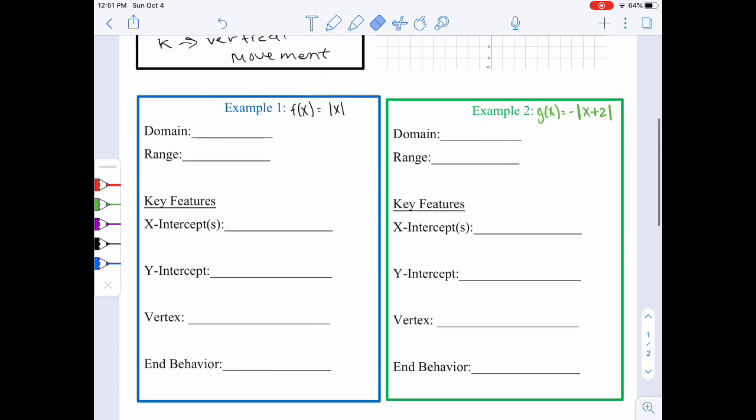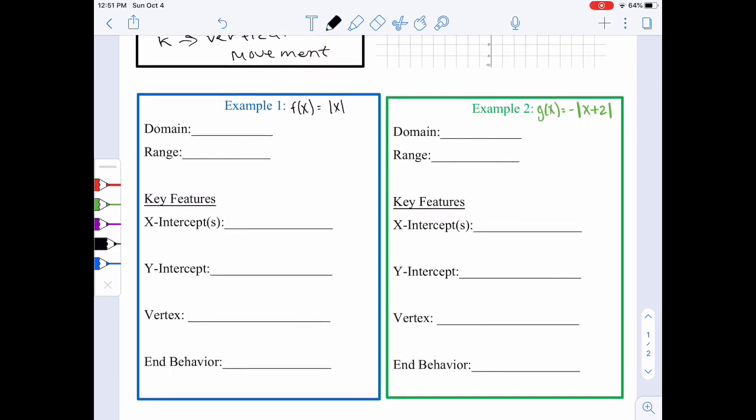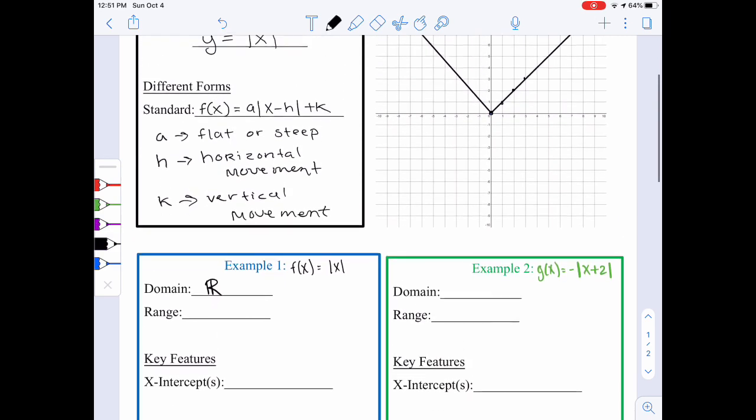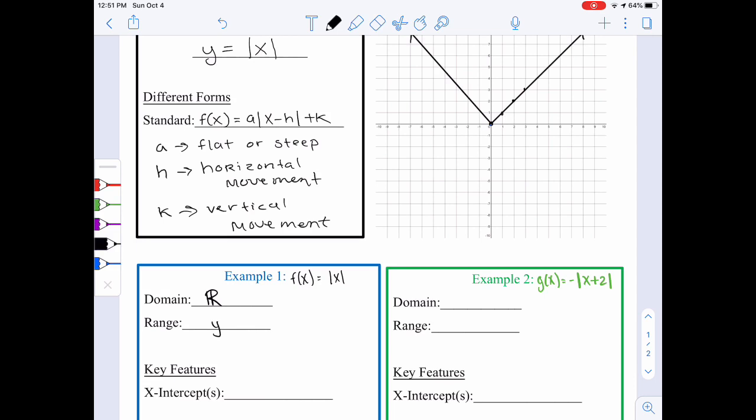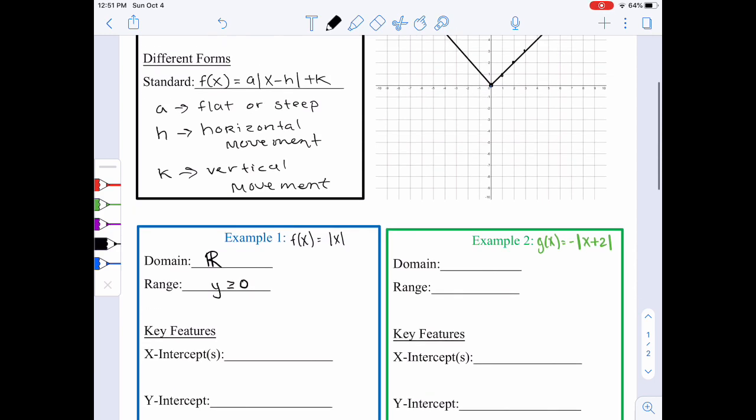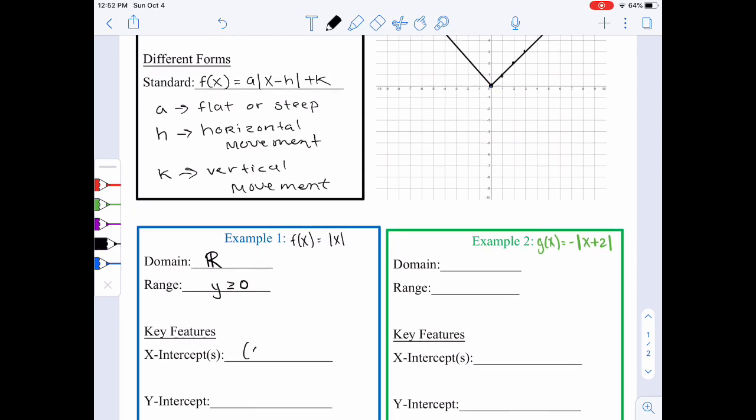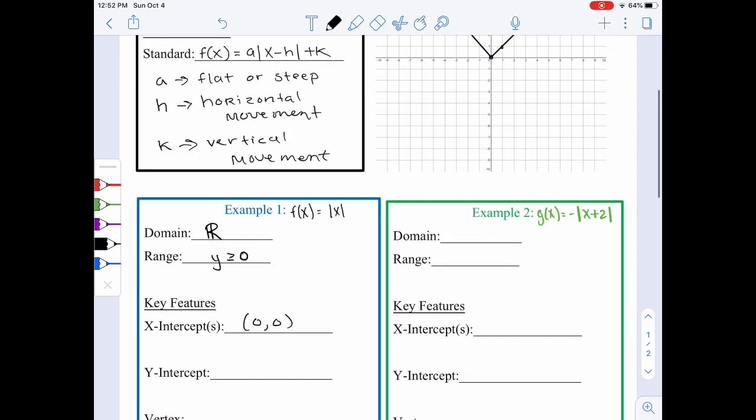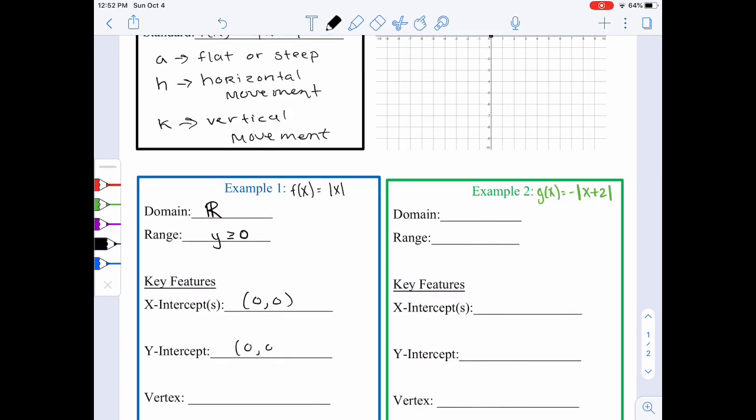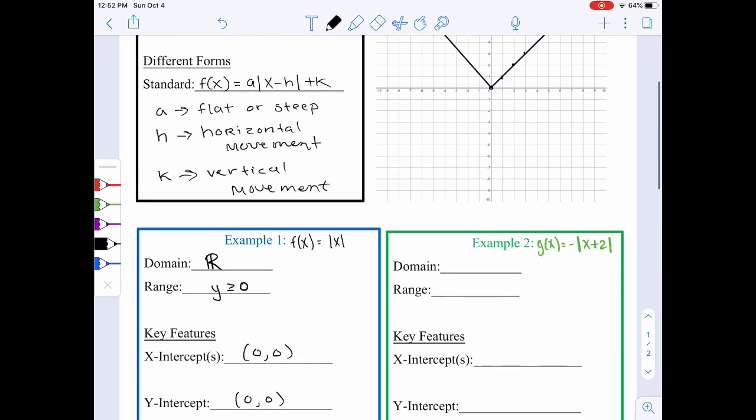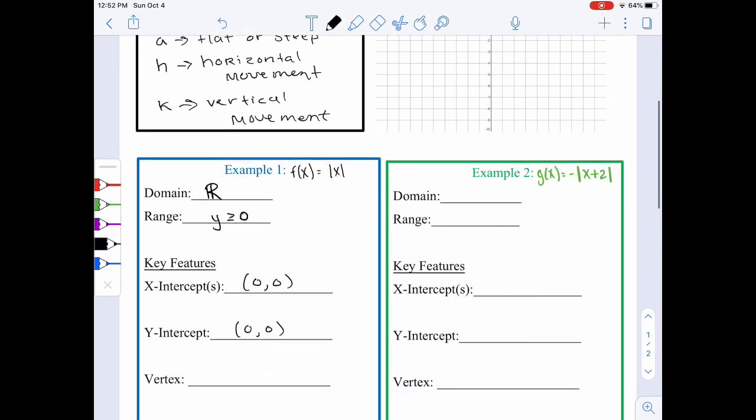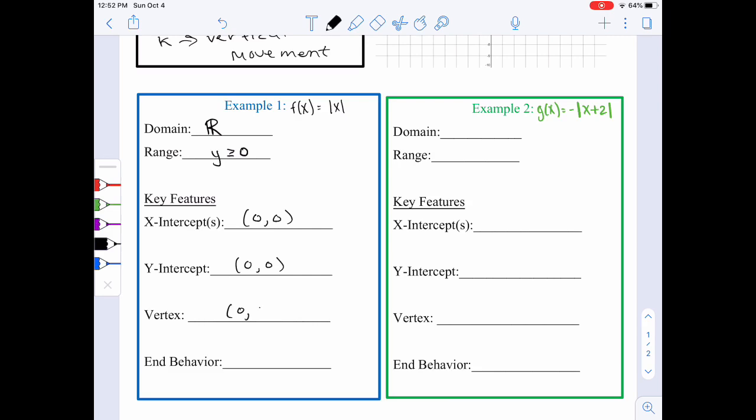Let's fill out some important information about our parent function. The domain of our parent function will be all real numbers, and the range will be all y's greater than or equal to 0. It has an x-intercept at the point (0, 0), and a y-intercept at that exact same point. This point right here is called the vertex. It looks like a corner, and that point is located at (0, 0).